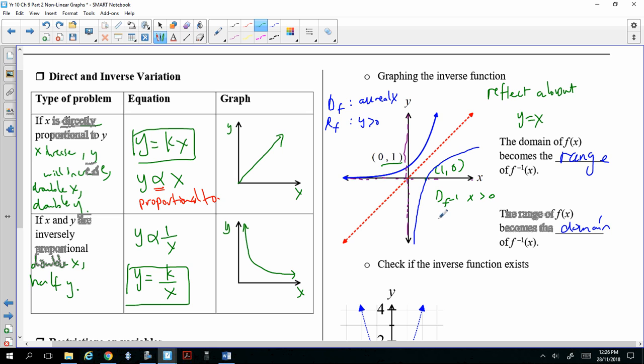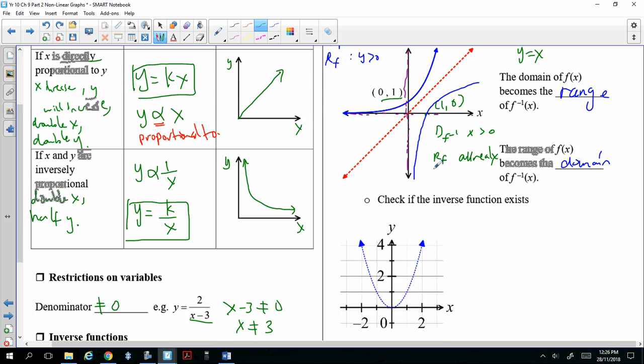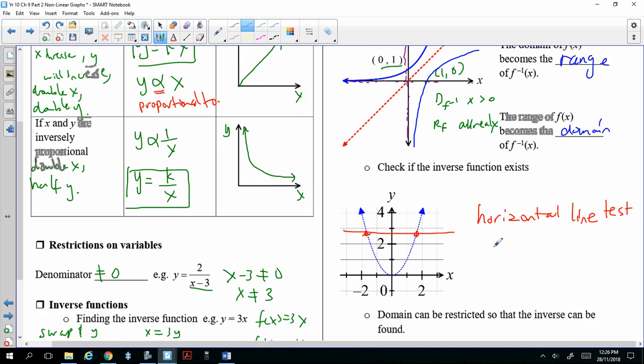Okay, it gets swapped. How do I know if the inverse exists? We use what we call the horizontal line test. So therefore, it does not exist. It fails. So use the horizontal line test. Okay, so the inverse does not exist. It fails. And so therefore, if it crosses twice, crosses more than once, the inverse does not exist.